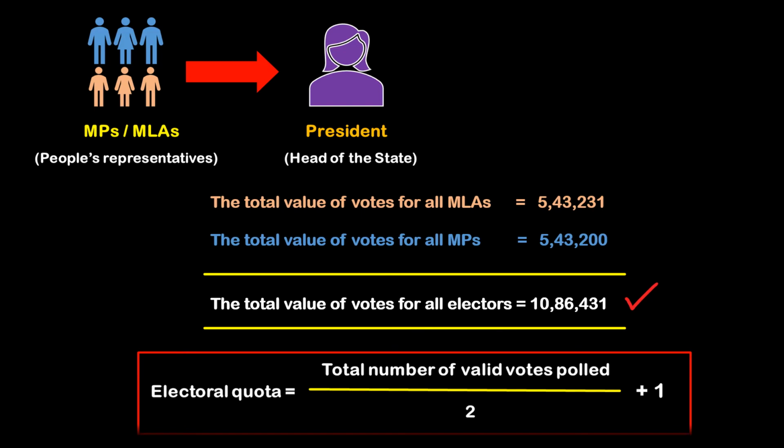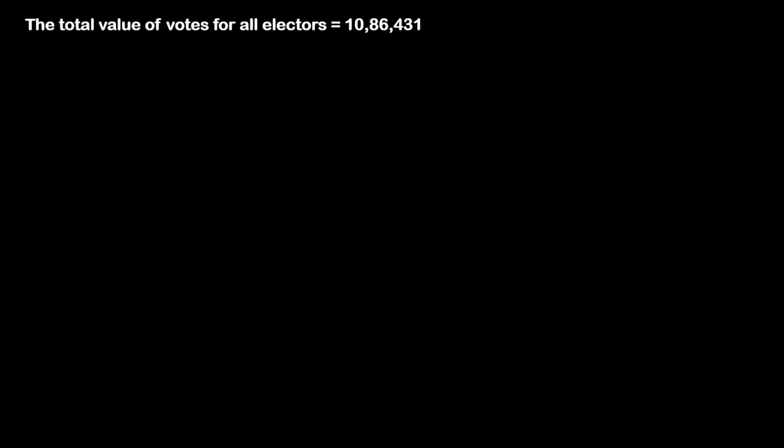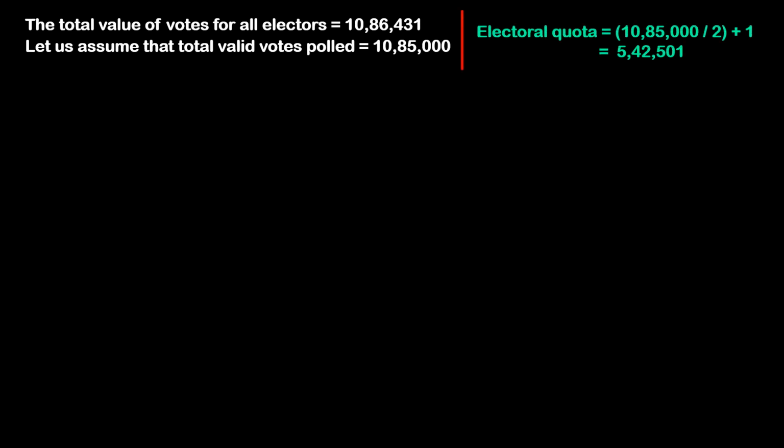In order to win the election, the candidate must secure a fixed quota of votes. This electoral quota is equal to 50% of the total number of valid votes polled plus 1. Let us look at the election process with the help of an example. For the simplicity of calculation, let us assume that the total number of valid votes polled is 10,85,000. So the electoral quota would be 50% of this number plus 1. It comes out that the first candidate who secures 5,42,501 electoral college votes will be declared the winner.